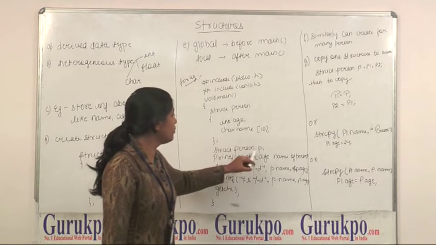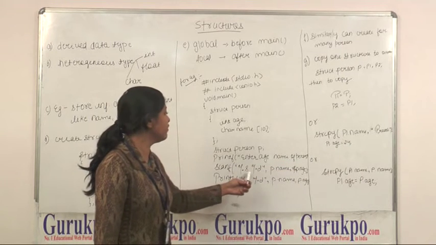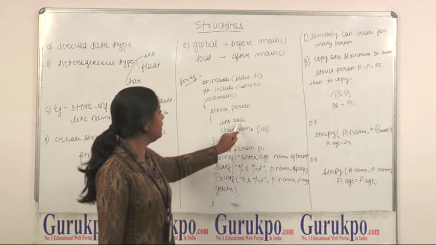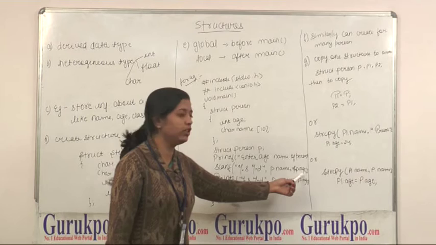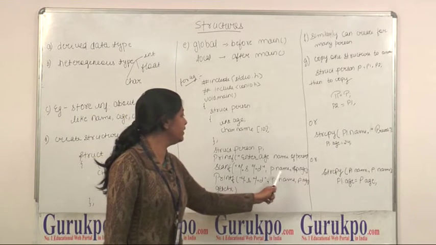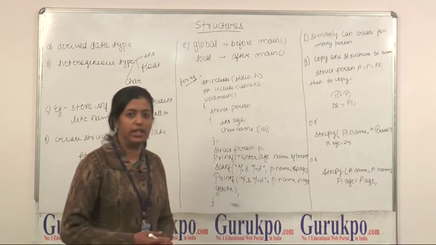Now I want the age and the name of the person. Then scanf %s %d p dot name, that is the p variable name, and age, that is the attribute of the structure, p dot name, p dot age. Printf, here I am going to print the name and the age of the person p, that is p dot name and p dot age.